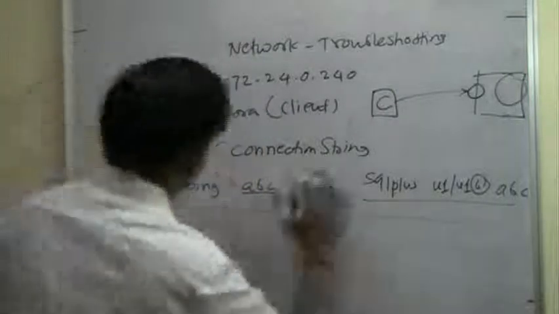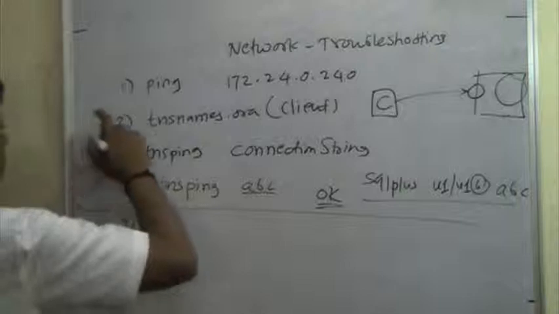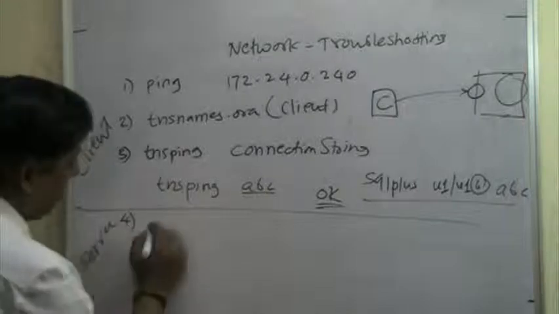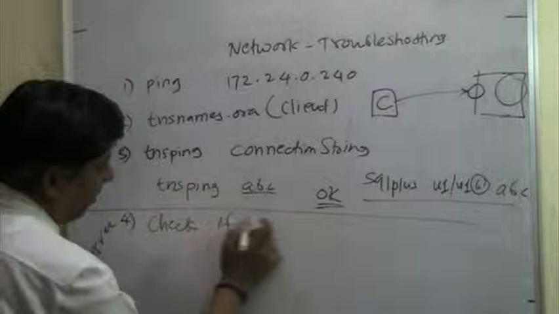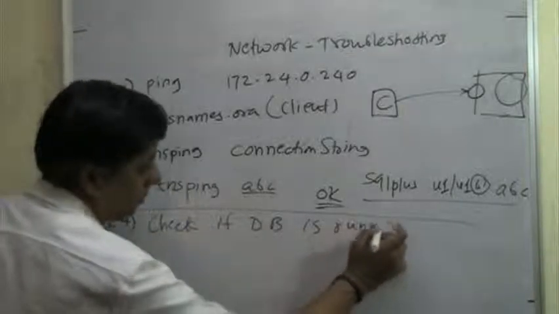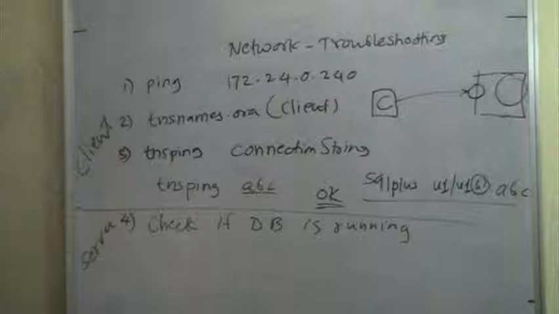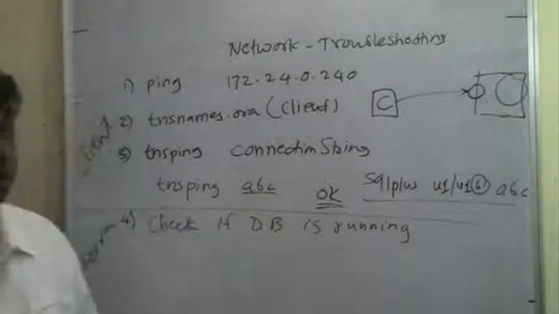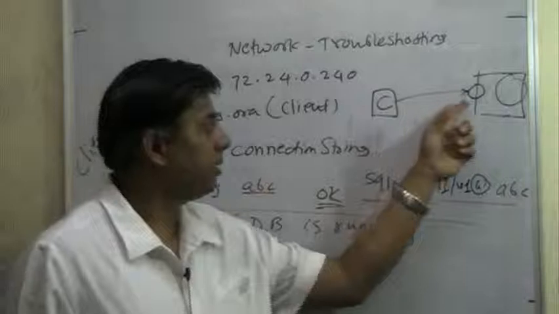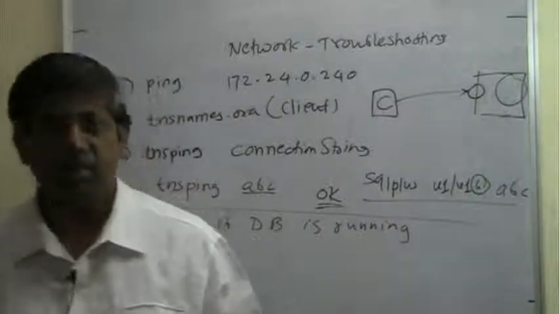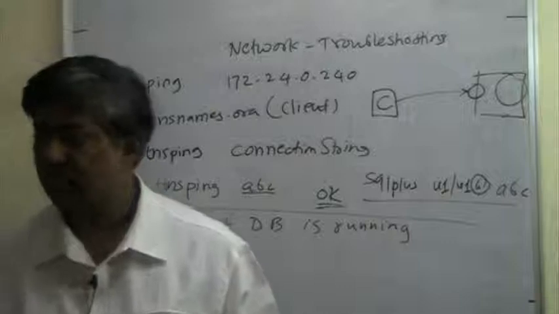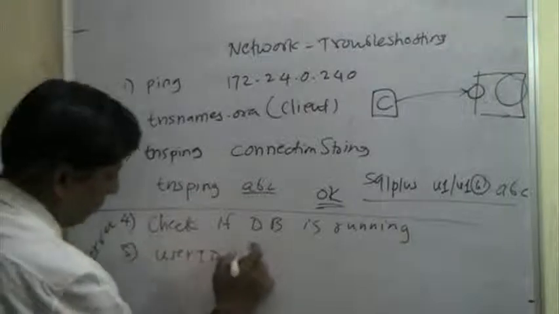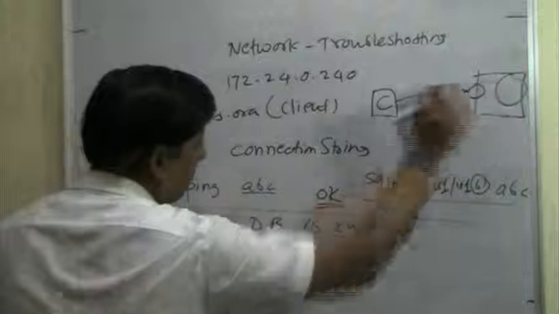So this was on the client side, and now on the server side, you are going to check if the database is running. And if the database is running, you should be able to connect to the database. But many times what happens, even if the database is running, even if the listener is running and you are able to contact the listener, you are unable to go to the database. What could be the reason? The user ID, password could be another thing, yes. So check the user ID and password, that you do not have a wrong user ID password over there.